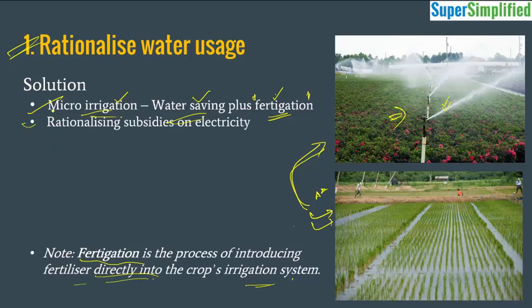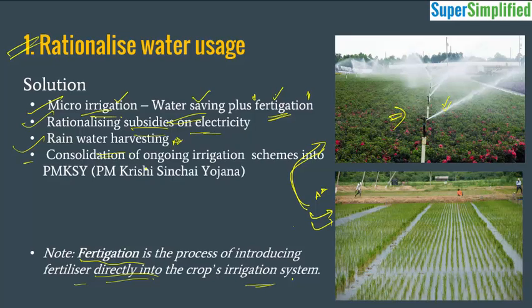So there is a direct dispersal of fertilizer into the root system of the plant. Then there is also need of rationalizing subsidies on electricity, so that the wasteful usage of water can be checked. Then rainwater harvesting should be employed, so that we recharge the groundwater level also, right? And then consolidation of the ongoing irrigation schemes into one Pradhan Mantri Krishi Sinchai Yojana is also proposed.